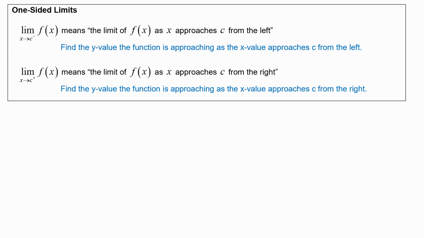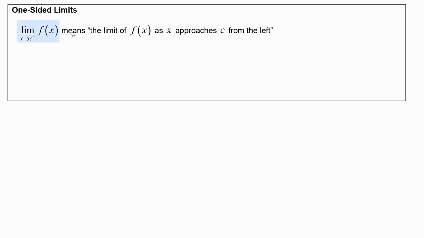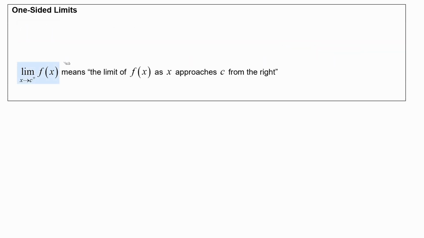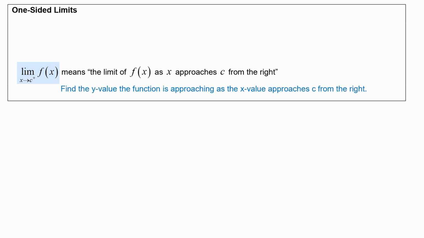Next up, we have one-sided limits. This notation here means the limit of f of x as x approaches c from the left. What this tells you to do is find the y value the function is approaching as the x value approaches c from the left. Similarly, this notation here means the limit of f of x as x approaches c from the right. And that tells you to find the y value the function is approaching as the x value approaches c from the right.